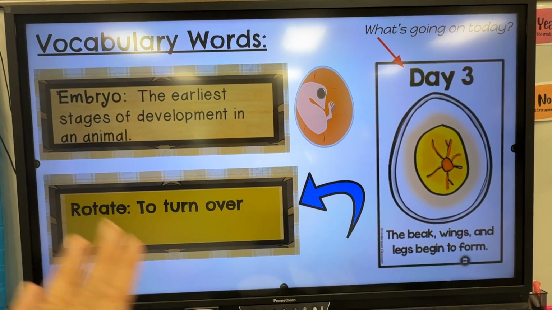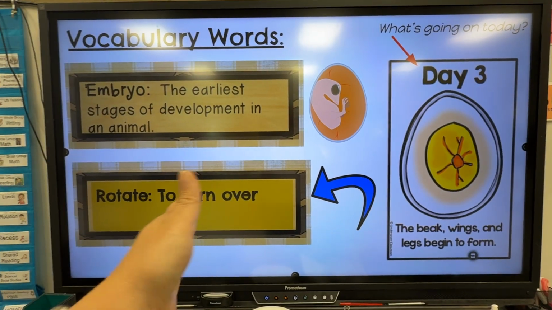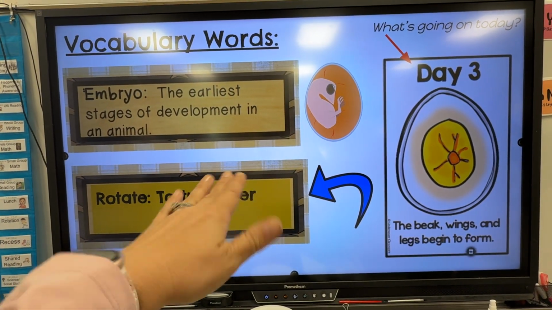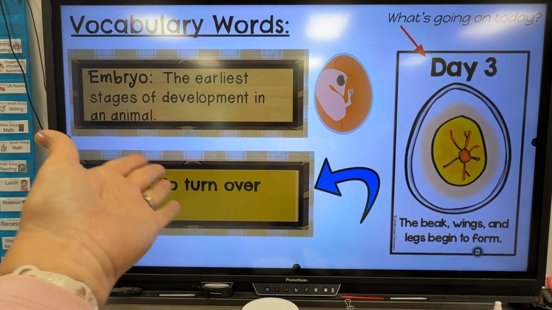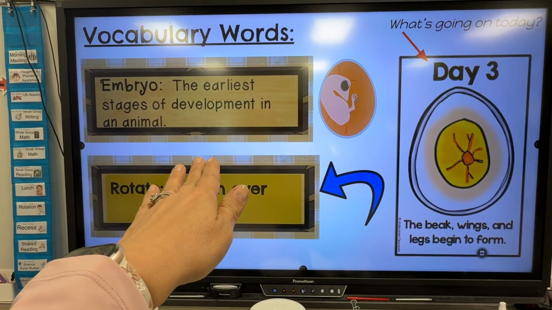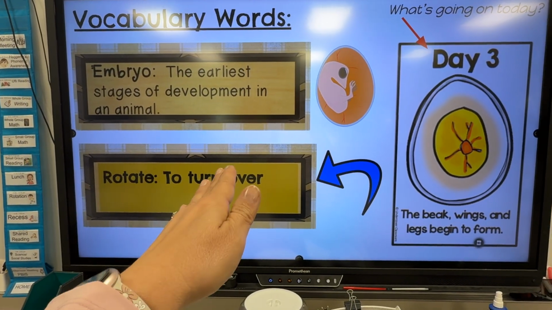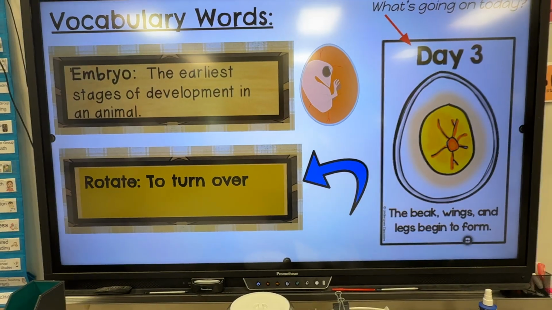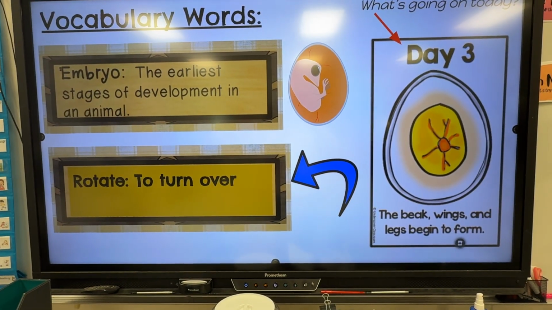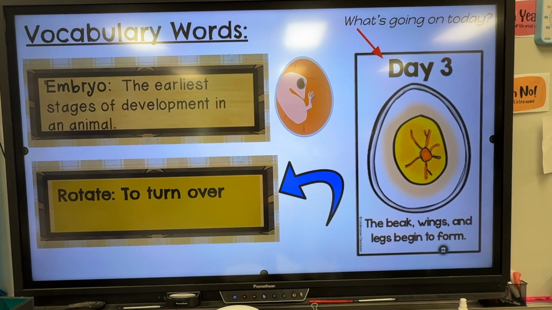Rotate means to turn over. Our incubator rocks our eggs back and forth like this. They don't turn completely over, but they turn from this side to that side and this side to that side in those yellow trays, right? On day 3, the beak, wings, and legs begin to form.